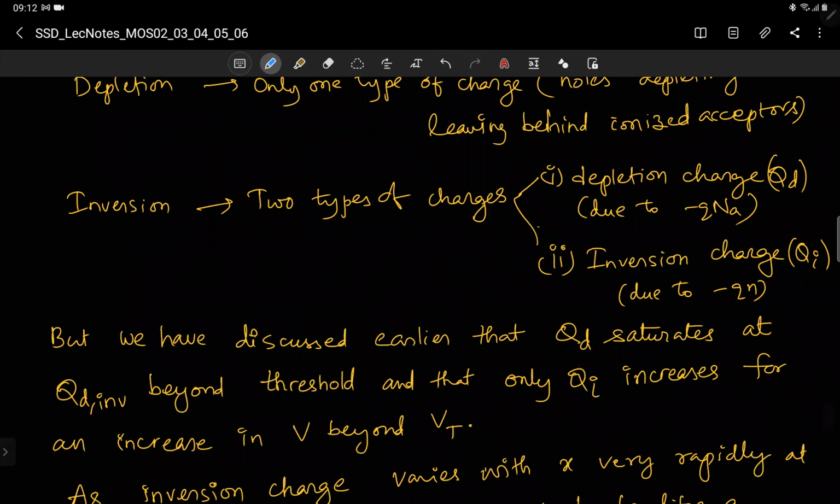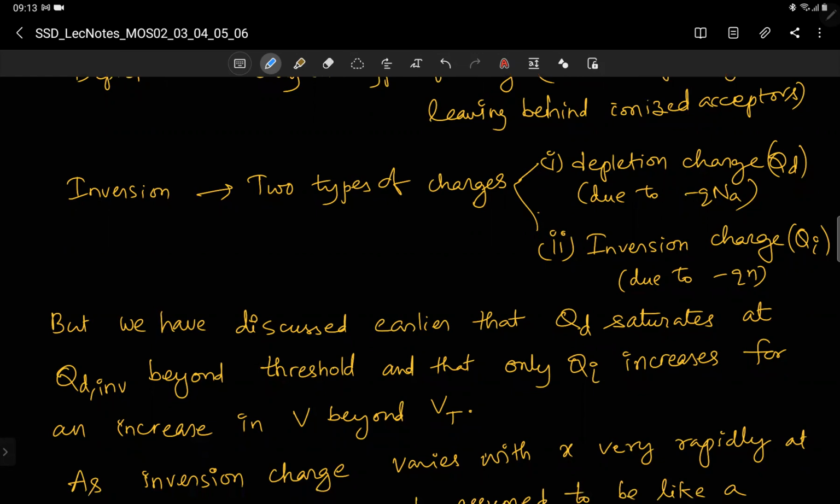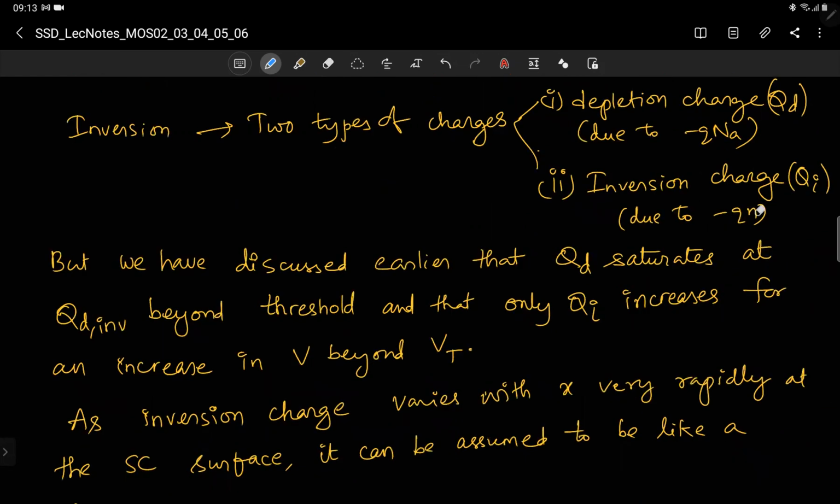What are those? One is the depletion charge, which is negative, the background acceptor charge, because of depletion of holes. And there is another type of charge, that is inversion charge, very close to the interface. So these are the two types of charges we have. One is due to depletion, that is acceptors. One is due to electrons, and this is dominant in the inversion regime of operation, the inversion charge.